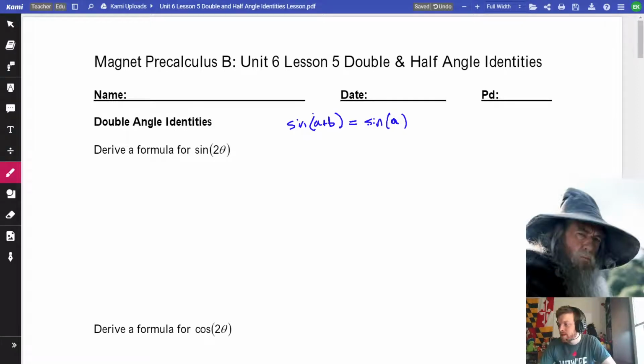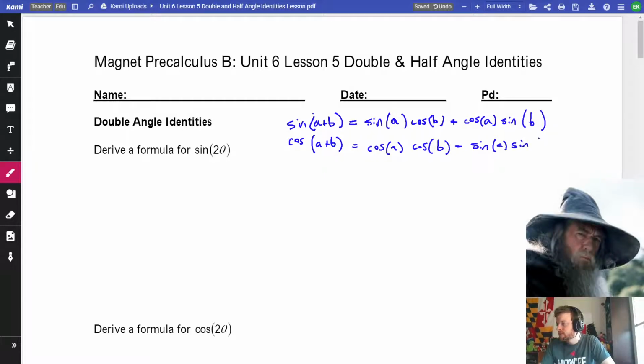Sine A plus B: sine, cosine, plus cosine, sine. All right, sine, cosine, cosine, sine. We don't say S-I-G-N. Cosine, cosine, cosine, sine. We change the sign. Sine, sine. All right, we stick with that alphabetical thing going there. If I put a minus there and a minus there, I just put a minus there and a plus there. Right? That's what we did last time, the sum and difference formulas.